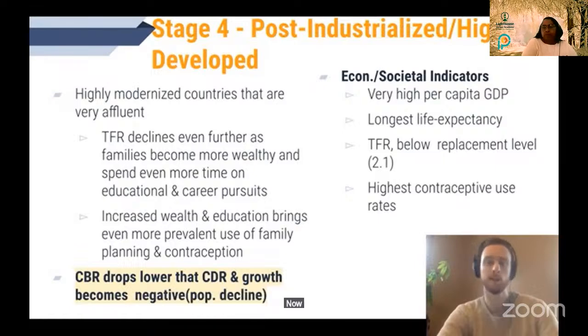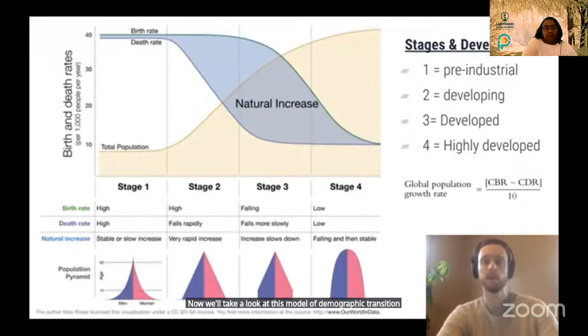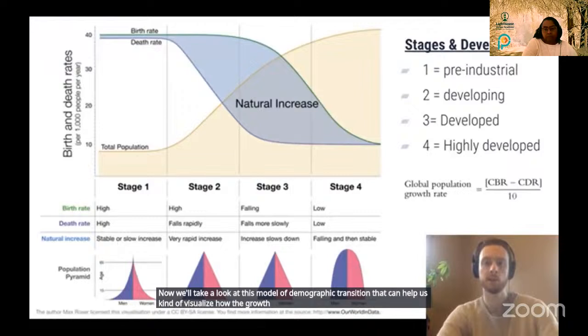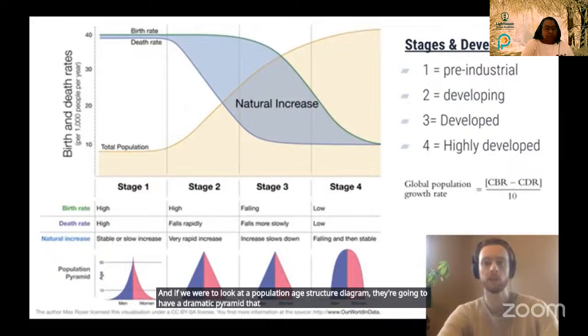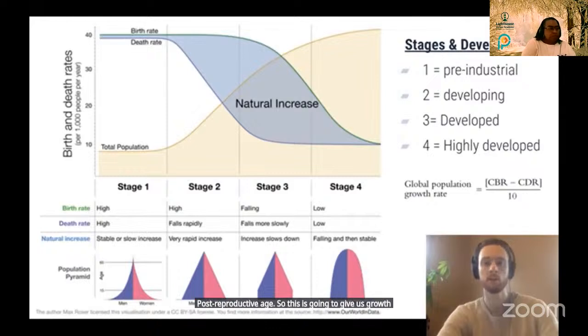Now we'll take a look at this model of demographic transition that can help us visualize how the growth rate changes as a country develops. So if we start out on the left here, in phase 1, countries have such a high birth rate and death rate that growth is essentially 0. And if we were to look at a population age structure diagram, they're going to have a dramatic pyramid that quickly pulls in towards the center because the death rate is so high that many infants are not even surviving into their reproductive years, and many of the reproductive age individuals are dying before post-reproductive age. So this is going to give us growth that is slow or non-existent.